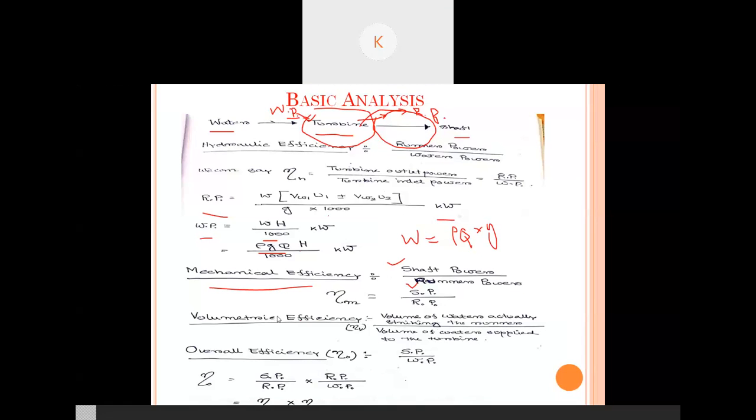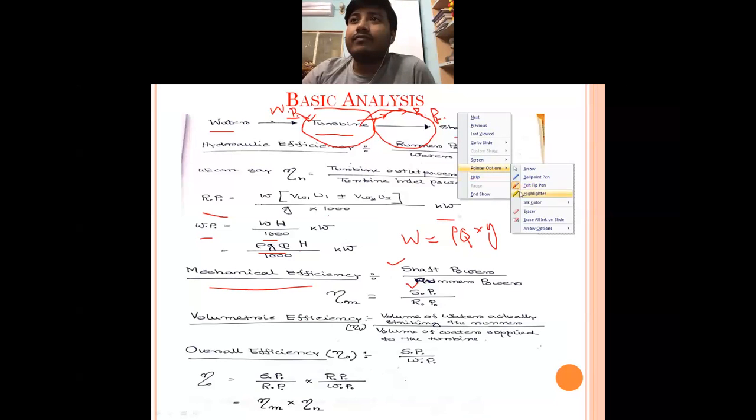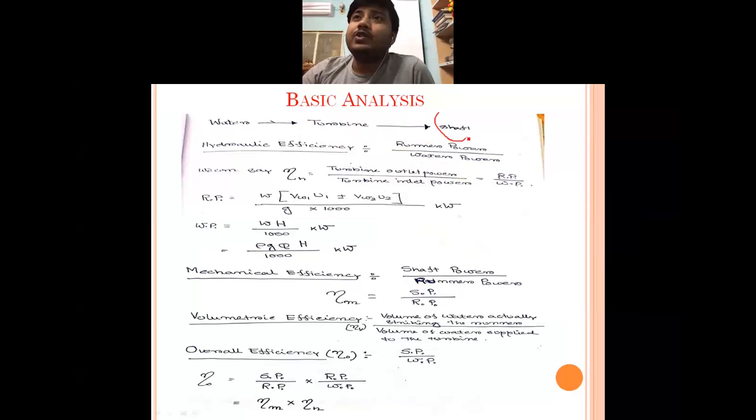So the power available over here is known as the shaft power. That means after the outlet of the turbine, the power that is being converted in the runner will be transmitted through the shaft. And in this transmission, there will be some losses, some mechanical losses. And that's why the mechanical efficiency comes into the picture. So what is the mechanical efficiency? That is the shaft power, that is our output, and the runner power, that is our input. So this efficiency comes because of the mechanical transmission of power.